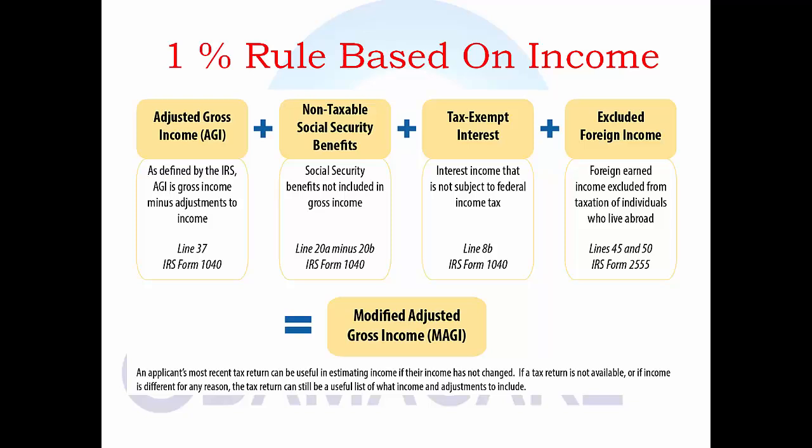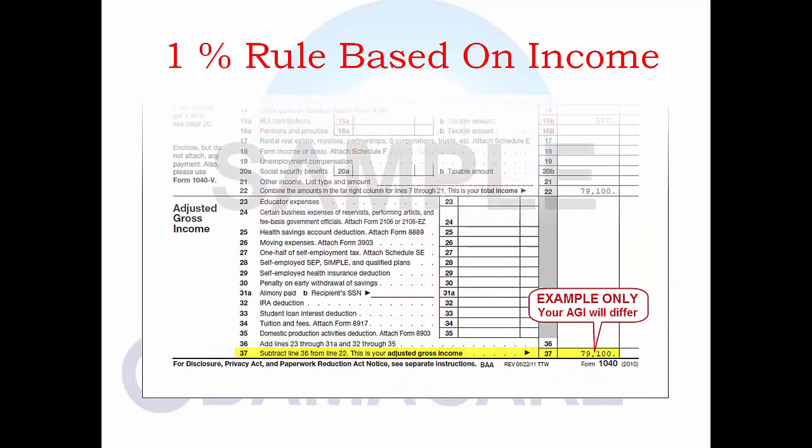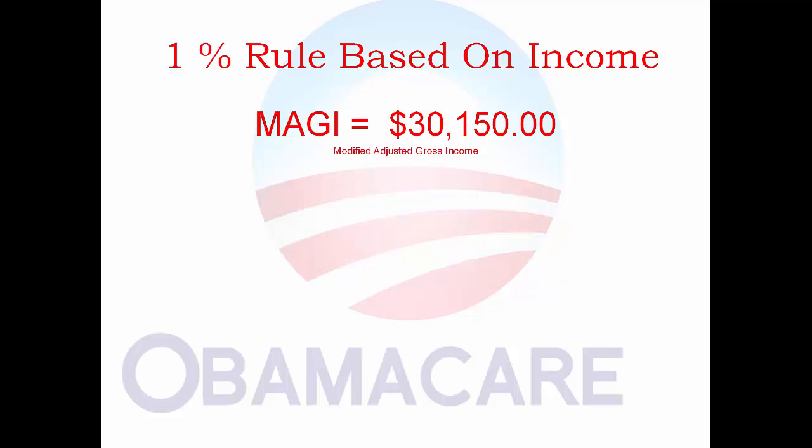The good news is that for the vast majority of us, it's going to be very simple: our adjusted gross income, which can be found on Form 1040, line 37. And if you file different forms, like a 1040EZ, it will be line 4, or 1040A, it will be line 21. Now, getting back to our example, let's say we're single and we're making $30,150.